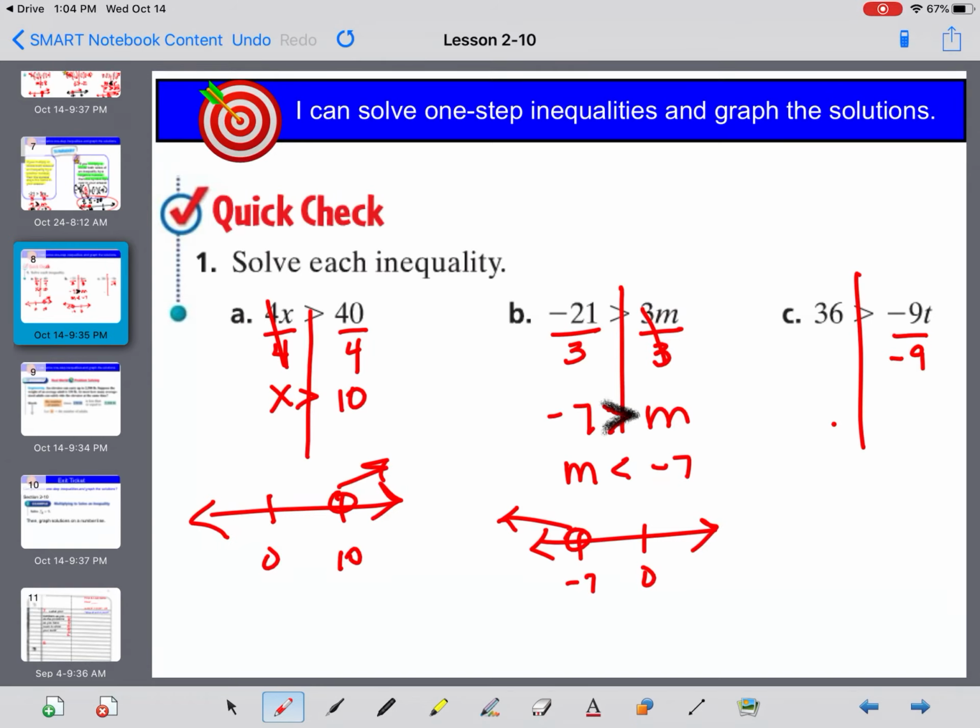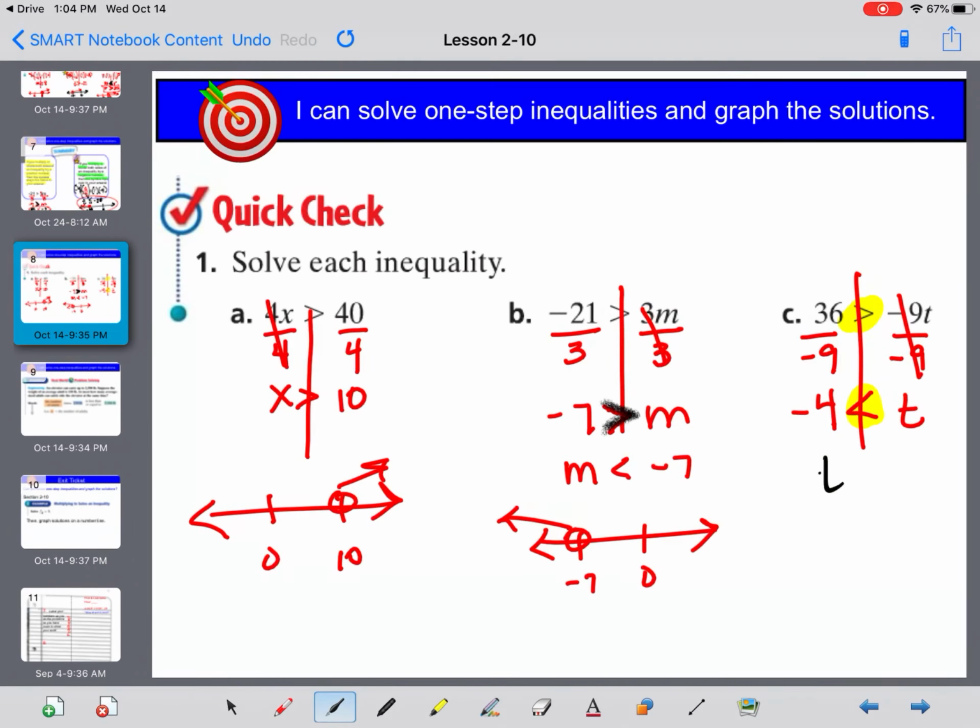Lastly, I'm dividing by negative 9. Do you see I just wrote a negative 9? When you're writing a negative number down like that, that's when you flip the sign. So I write the sign right away as soon as I realize what's happening. 36 divided by negative 9 is negative 4. So it did cause me to flip the sign when you compare this sign to this sign.